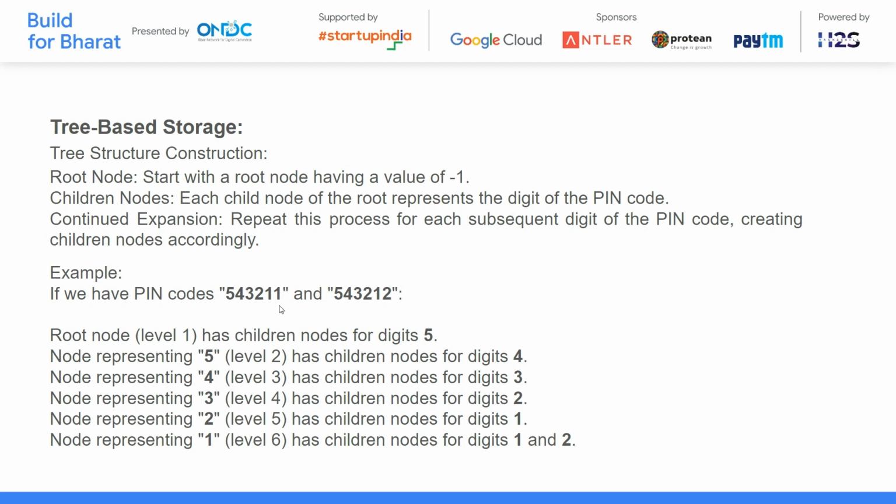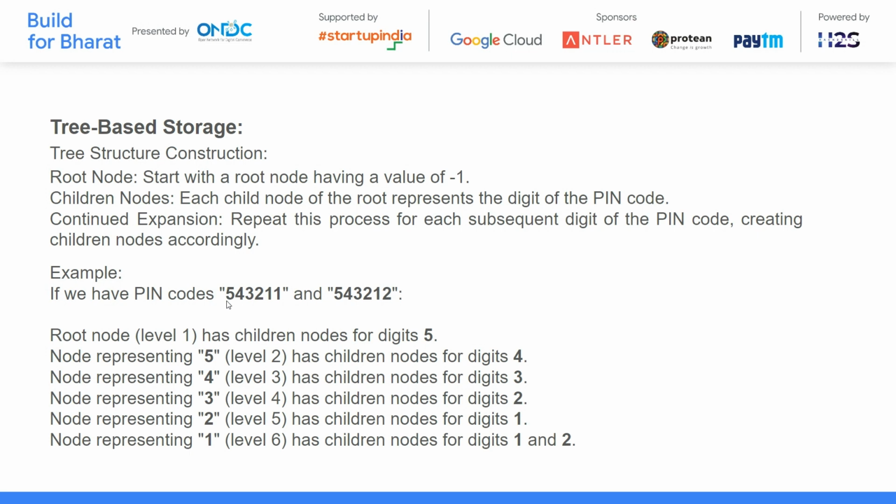Now, you can notice that this is changing. Like we have 1 and 2. So here, the previous node, that is 2, will have two children, that is 1 and 2. So instead of saving 5 multiple times, we have saved it only a single time.